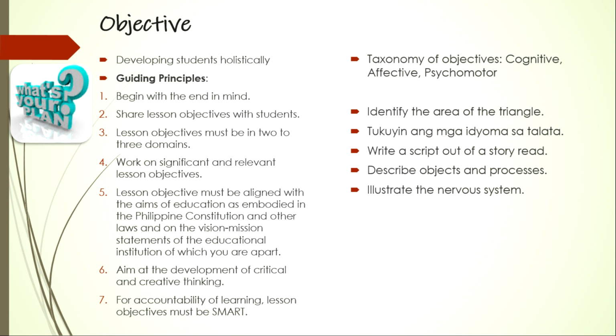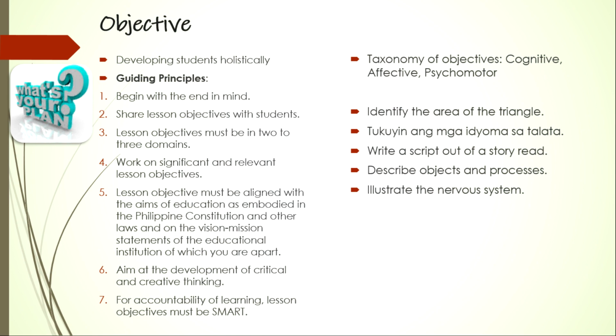The sixth guiding principle is aim at the development of critical and creative thinking. Class, we need to ask high-level, more divergent and open-ended types of questions to students to formulate critical and creative thinking, so that we are letting them think. We need to avoid the low-level one by just asking a question which just directs to one answer. Let our students think. Let us encourage them to think, because 21st century learners must have a higher order thinking skill.